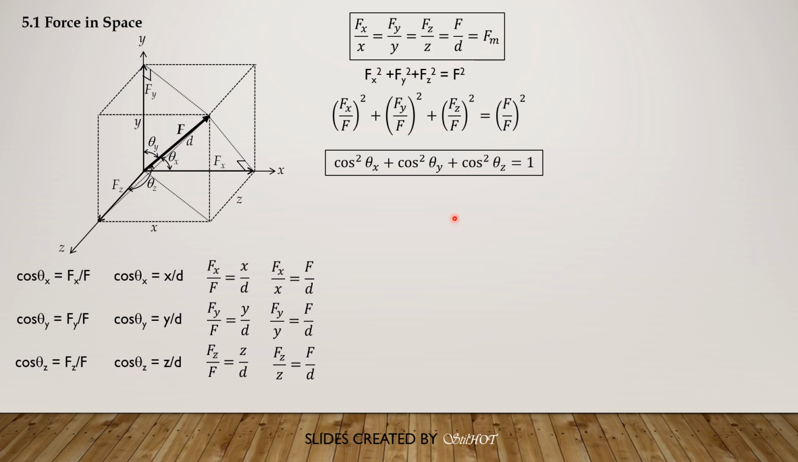And when theta x equals theta y equals theta z, or when this box is a cube, then the angle theta would be equal to 54.74. You just add these 3 cosine squared theta equals 1, then you can solve theta as 54.74 degrees.